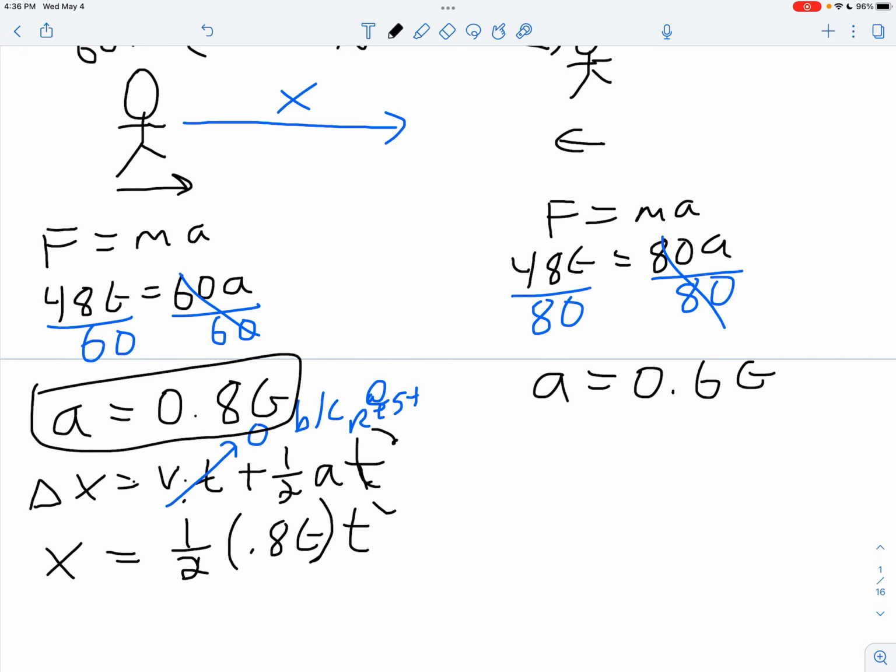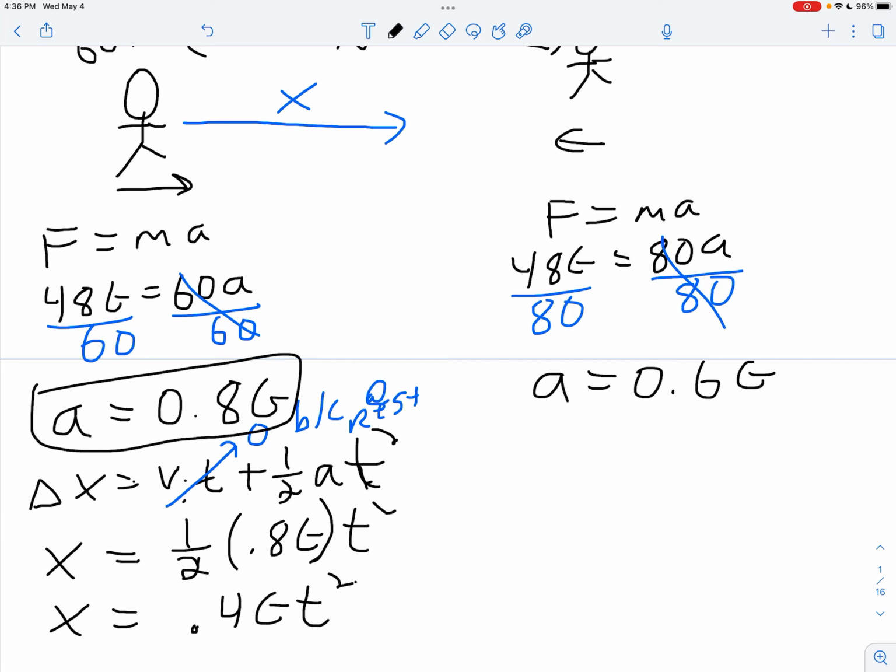T squared, which equals 0.4 GT squared. And I can't solve this any further. I don't know X, I don't know T. If I don't know two variables, I need two equations to solve this.